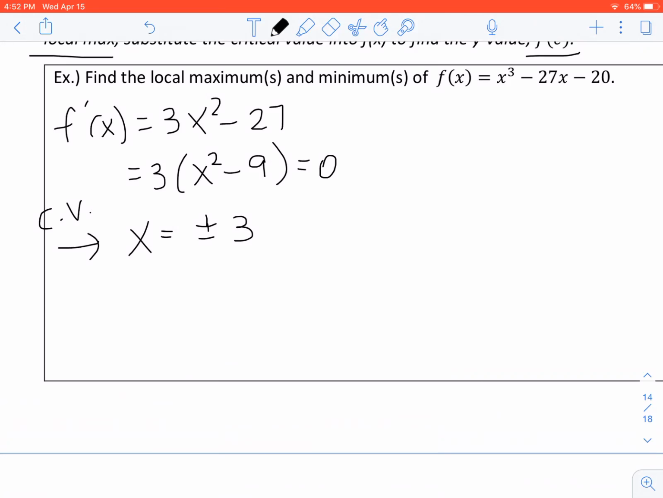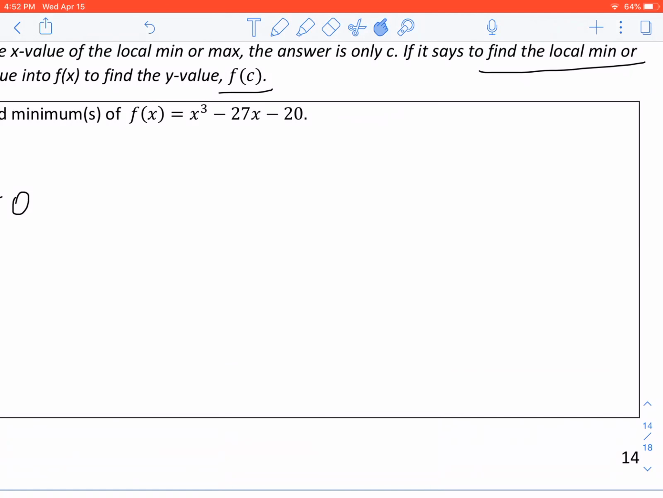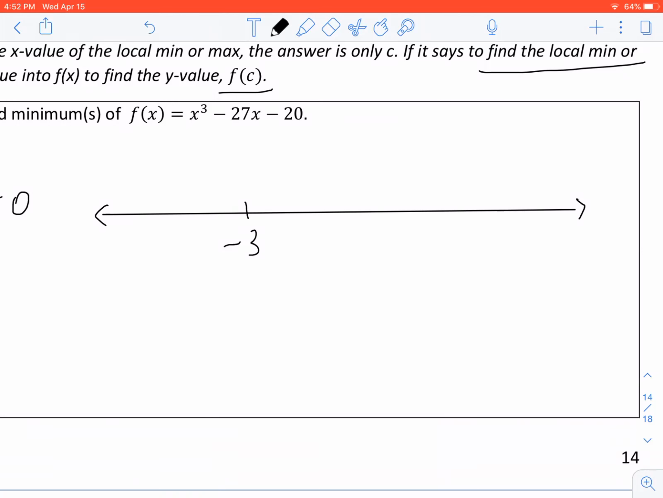So the next thing says, using a number line, we're going to break up our domain into intervals. So we're going to make a number line over here, and we're using our critical values that we just found. Also, notice that your derivative is defined everywhere. So we have no critical values where the derivative is undefined. So we have 2 critical values, -3 and +3.